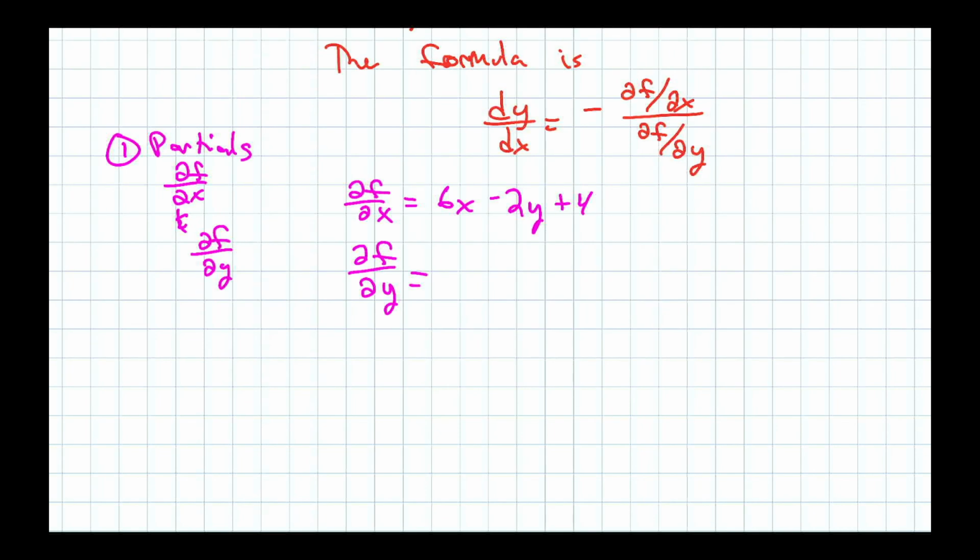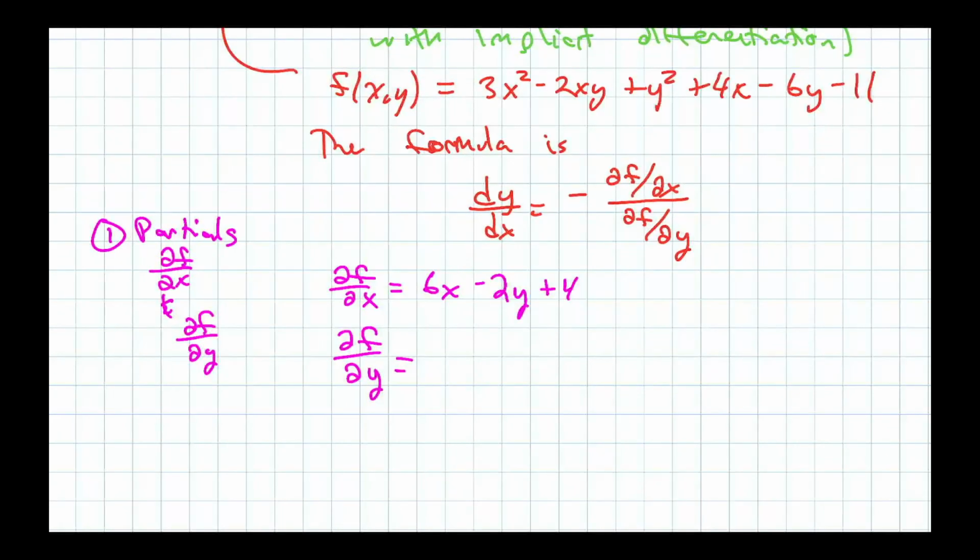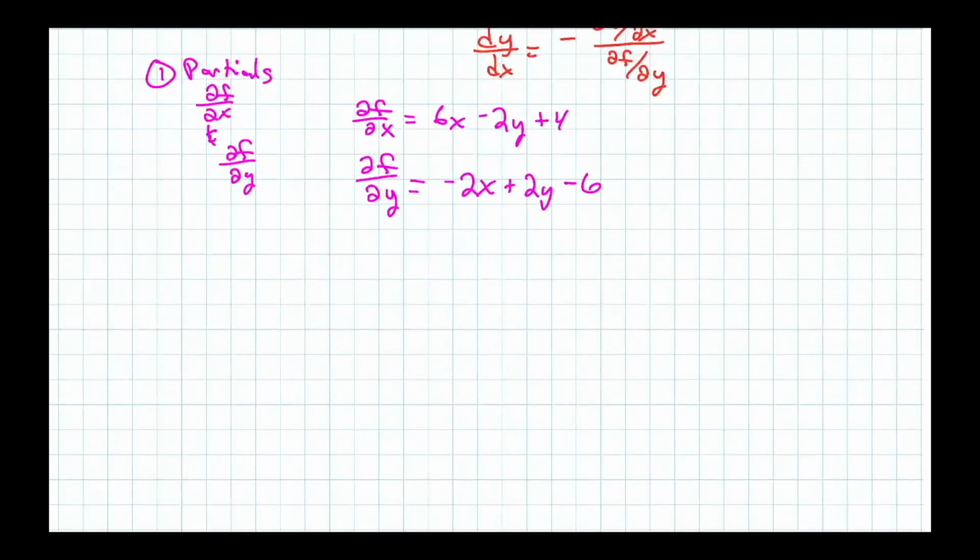Okay, so that's what we're doing. We're calculating the derivative of f with respect to y, just as easy. The derivative of negative 2xy is going to be negative 2x this time. Here's a y. The derivative of y squared is 2y. Here's another y. The derivative of negative 6y is negative 6. And we're done. And then once you have those two partials, we can write out the formula.